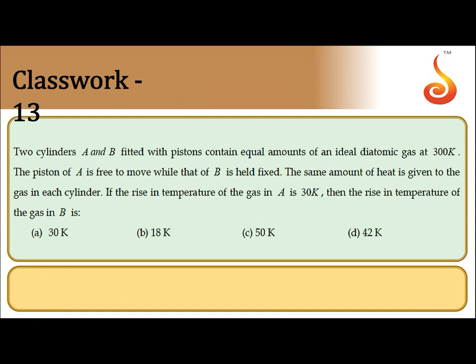What they have given: piston A is free to move, whereas piston B is held fixed. That means in A the process that is taking place is isobaric. Free piston means it is isobaric, pressure remains constant. Held fixed means volume is constant, so it should be an isochoric process. So for A, it is an isobaric process.